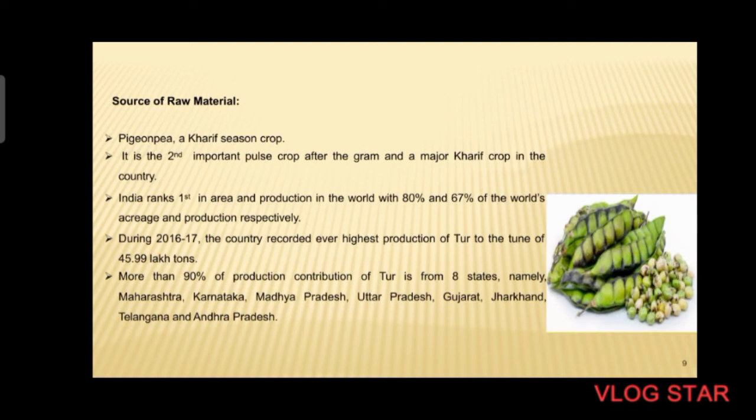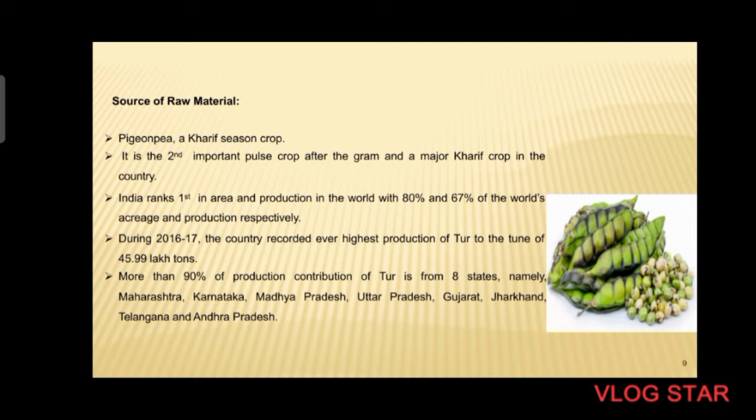Pigeon pea is a kharif season crop. It is the second most important pulse crop after gram and a major kharif crop in the country. India ranks first in area and production in the world with 80% and 67% of the world's acreage and production respectively. During 2016 to 17, the country recorded the highest production of tur to the tune of 45.99 lakh tons.